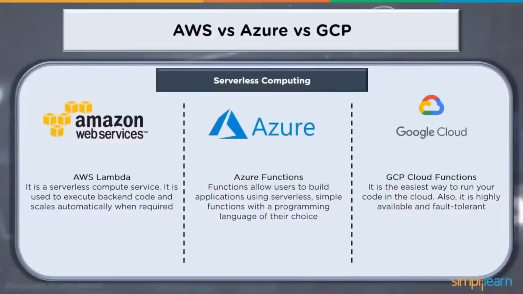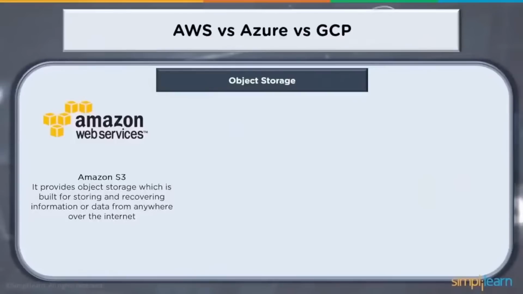where you had a presentation layer, an application layer, and a database layer. Now that kind of infrastructure is not really preferred in today's modern times when organizations are working on different kinds of newer applications. When we talk about object storage, Amazon has Simple Storage Service, that is S3. It provides object storage, which is built for storing and recovering information or data from anywhere over the internet.